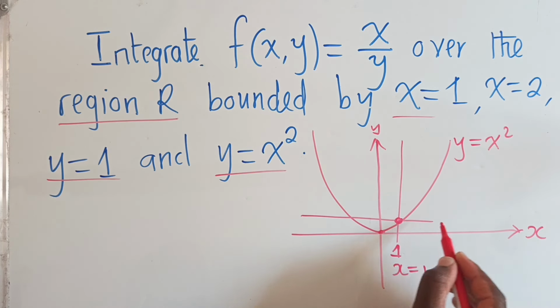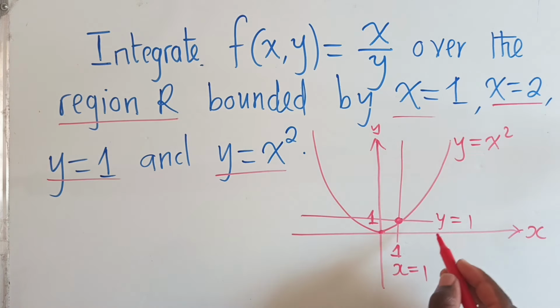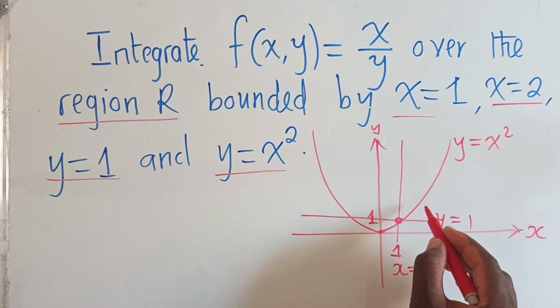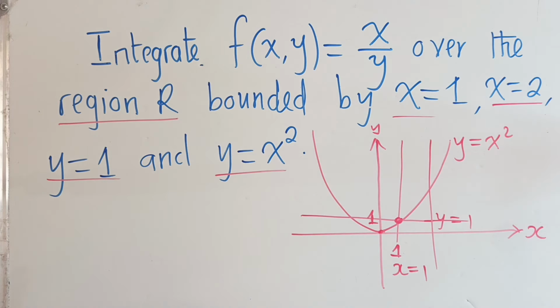Then we come to this one, which will pass somewhere here. They will meet here. So this is y equals 1 because it's passing at 1 here. And lastly, we do this one. If this is 1, of course 2 may be somewhere here. So this is x equals 2, passing at 2. So we've done all 4 equations.